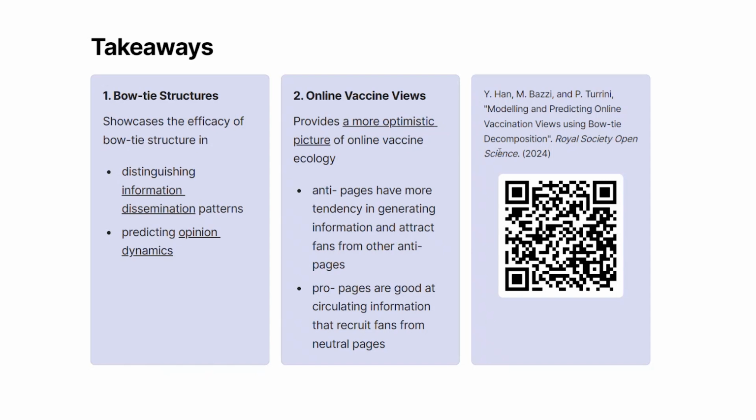On the other hand, from the side of the online vaccination views, we provide a more optimistic picture compared with the common literature. We say that anti pages have more tendency to generate information and attract fans from other anti pages only, but not really from the neutral pages that much. And pro pages are good at circulating information and recruiting fans from neutral pages.